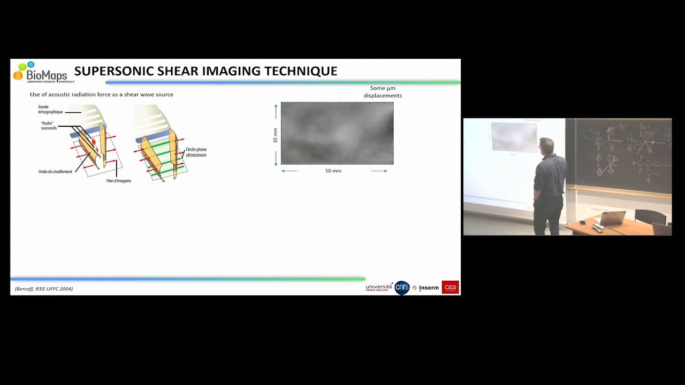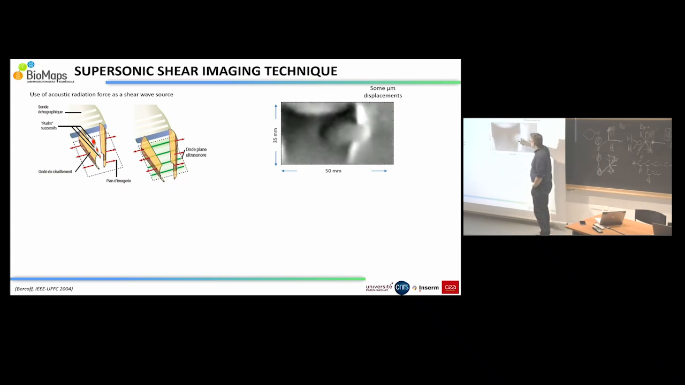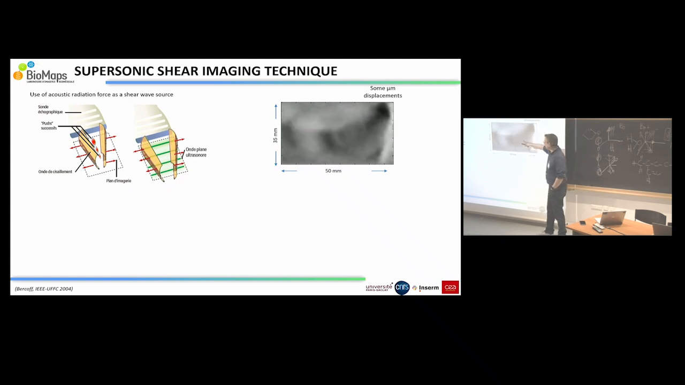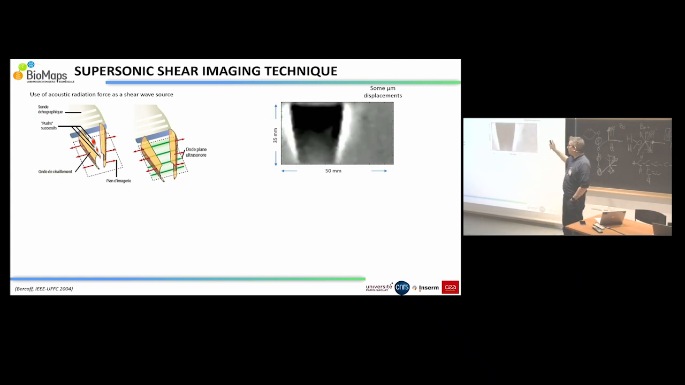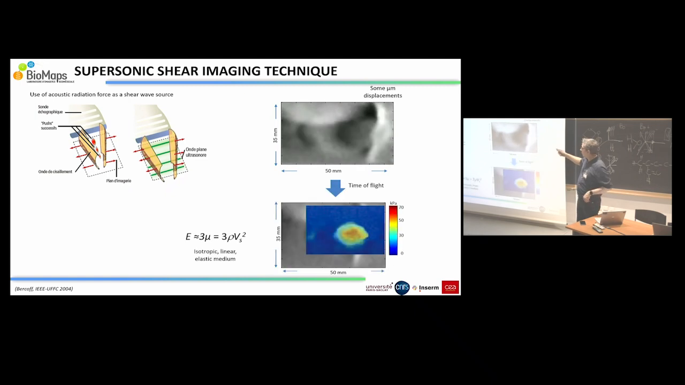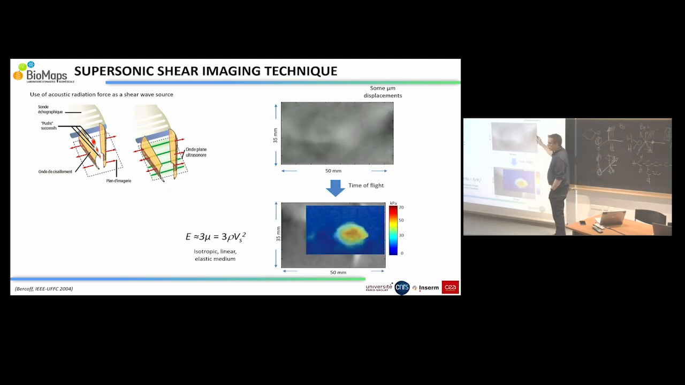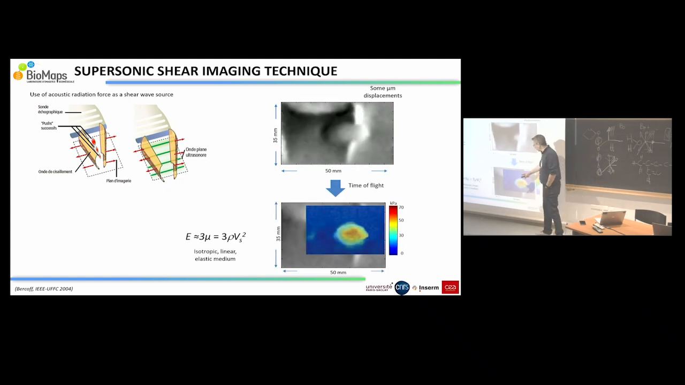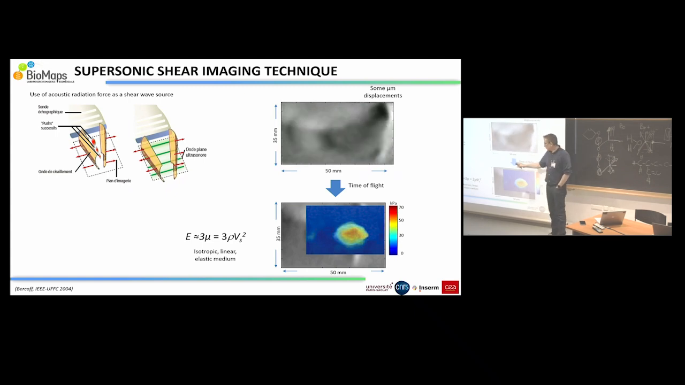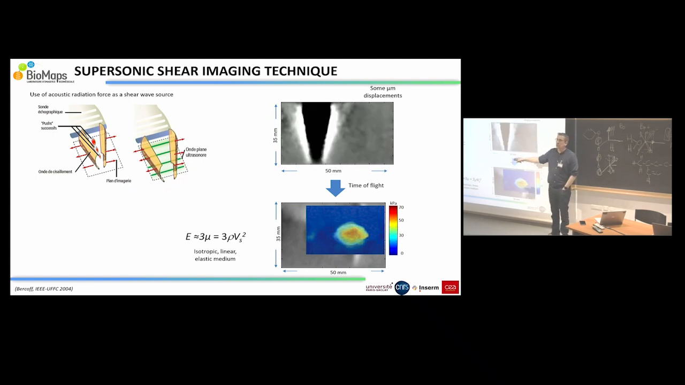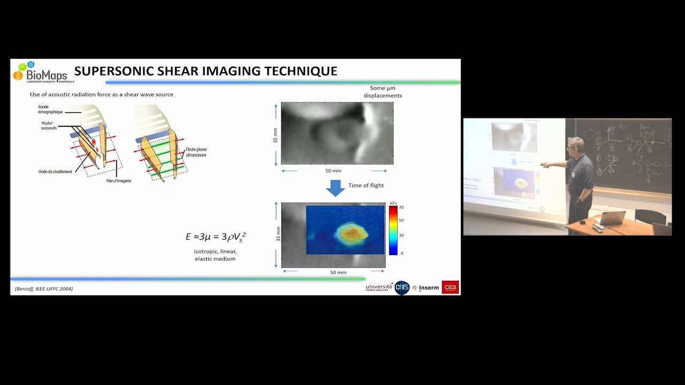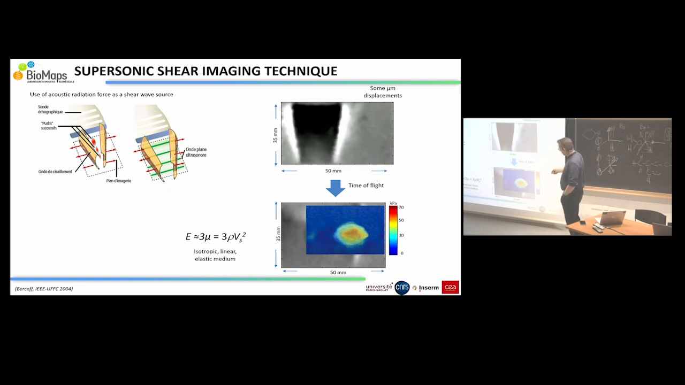And you can get this kind of movie where you see here an inclusion, which is a hard inclusion, so the speed of the shear wave increases, and you see here the shear wave front accelerate in that part of the movie. Now you can analyze this movie point by point and retrieve with a time of flight algorithm the speed of the shear wave, and the speed of the shear wave squared gives you the shear modulus. If you multiply by 3, you have the Young's modulus in kilopascals, and you color-code that.